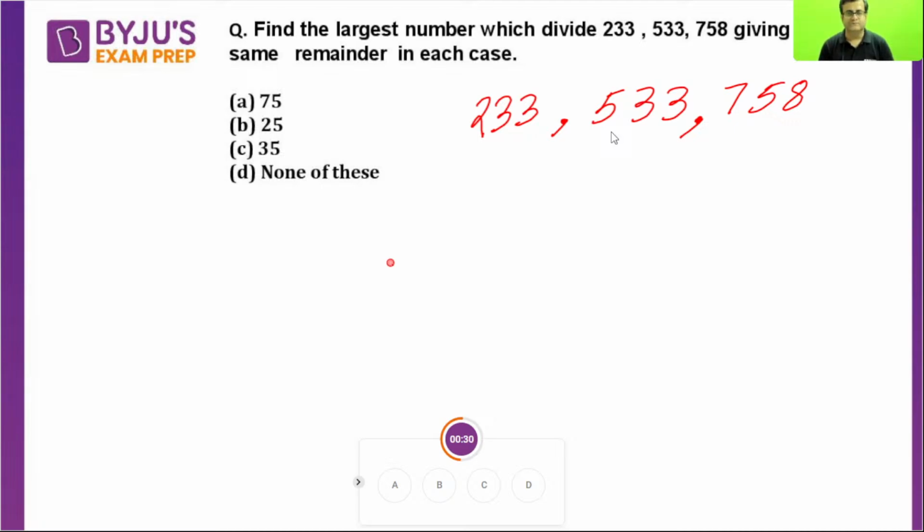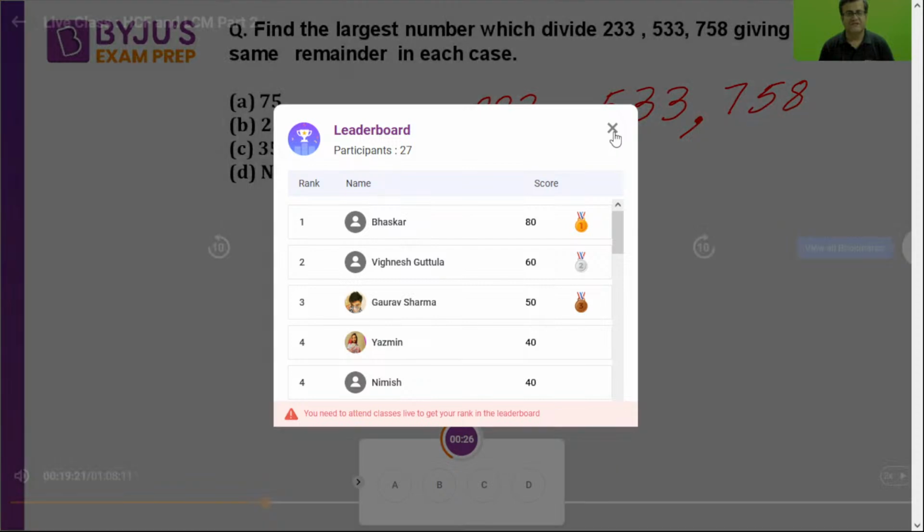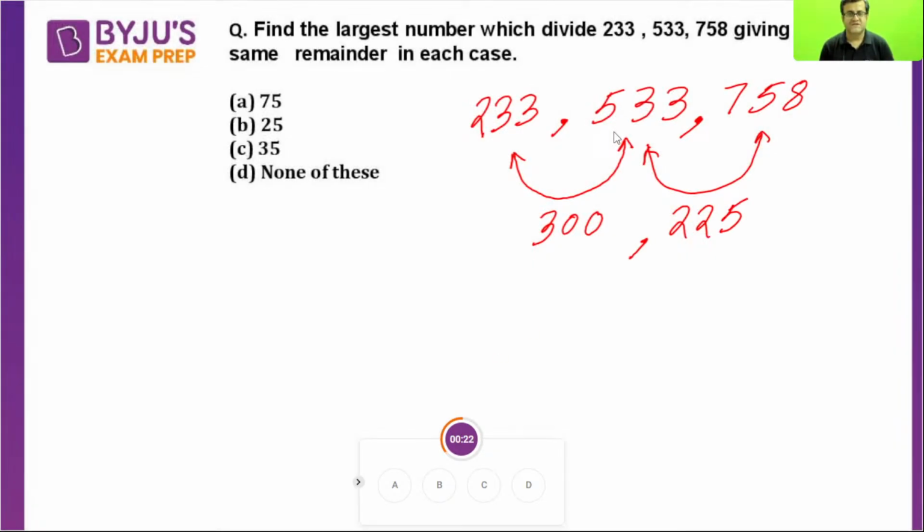Okay, option A is absolutely right. What should you do? Find the difference between these numbers. The difference between these two is 300, and between these two is 225. We got two differences between three numbers. Keep them in ascending order: the difference between the first two, and the difference between the last two. We got 300 and 225. Now find the HCF of these two.